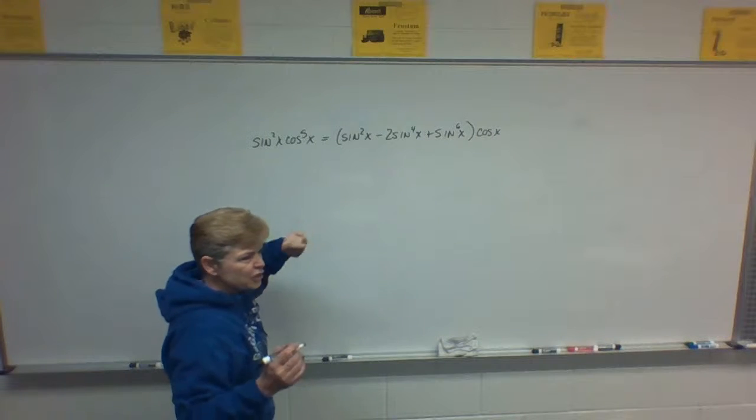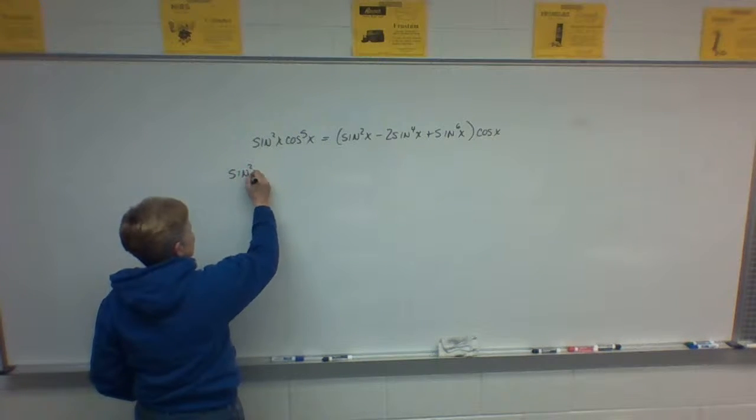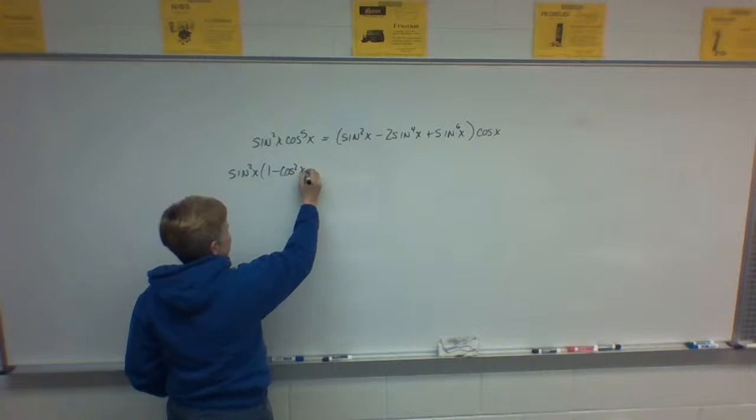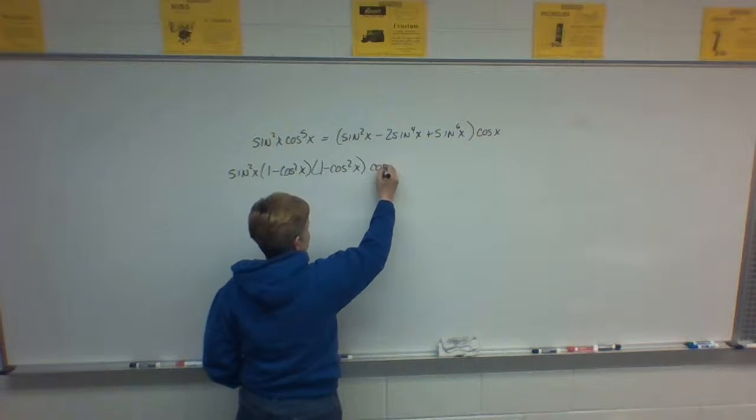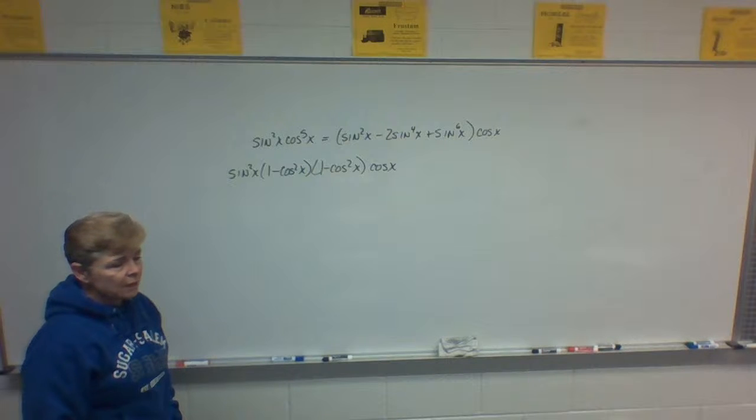So this is what I would do. You see if you can follow what I've written. I would say sine squared of x is equal to 1 minus cosine squared of x times 1 minus cosine squared of x times cosine x. You see that at all?